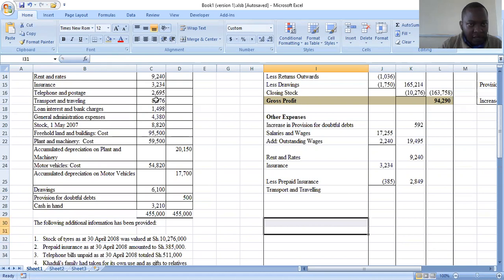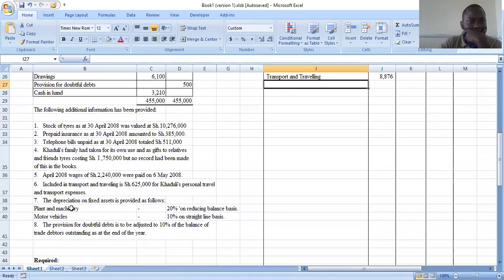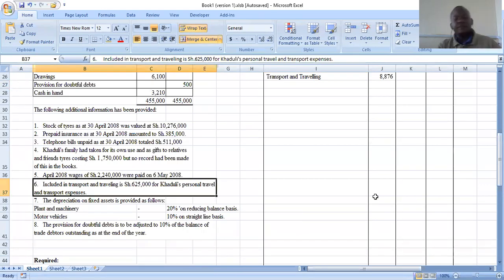Its amount is 8876. Any additional information for transport and traveling? Number 6, transport and traveling. Included in the transport and traveling is 625,000 for Kanduli's personal travel and transport expenses. So this is a personal travel. It's not related to the business, but he charged it to the business. So we shall treat this as a drawing.